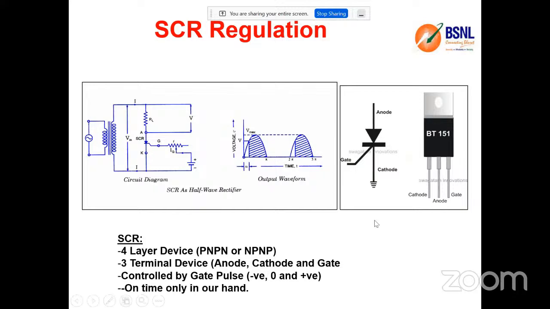Take an example, a half waveform. Wherever I give the trigger, from there the switch acts and my input goes to the output. If I'm switching on exactly at the mid of the waveform, 50% of the output will be passed on. That means I'm sending only 50% of the input to the output.